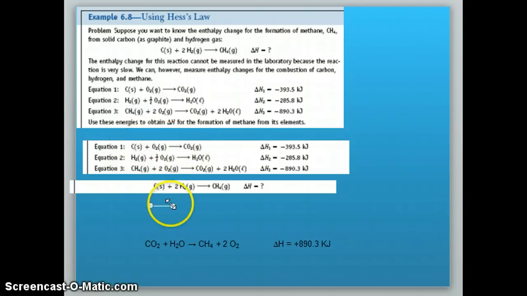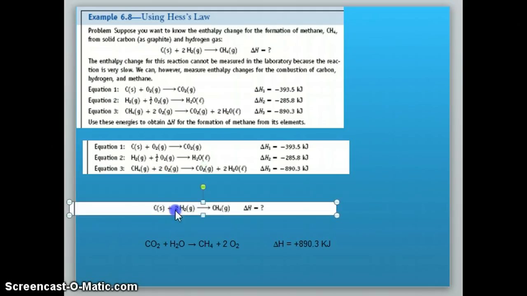All right. You'll notice here in the overall equation, hydrogen is on the left-hand side. In the second equation, hydrogen is also on the left-hand side. So we're going to leave that one alone. But here's the problem. In equation 3, methane's in the wrong place. In the overall equation, it's on the right-hand side. But in the elementary step they've given me, with the delta H they've given me, it's on the left-hand side. So we're not going to use that as is.